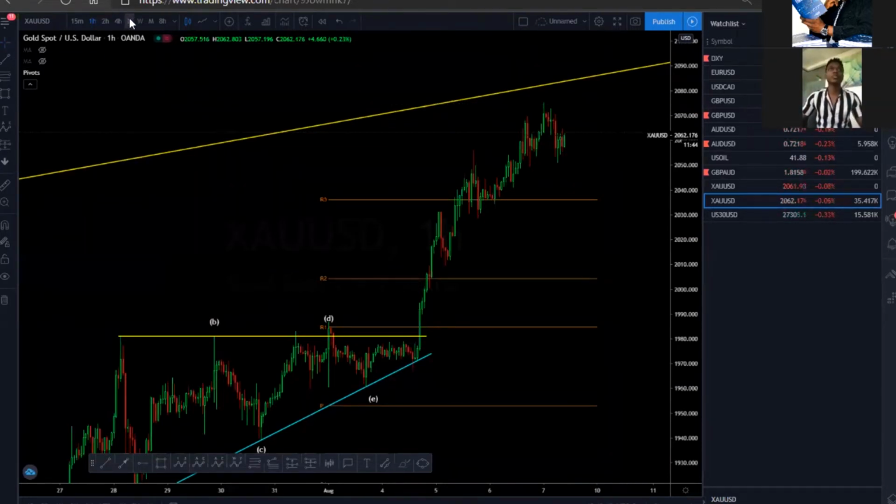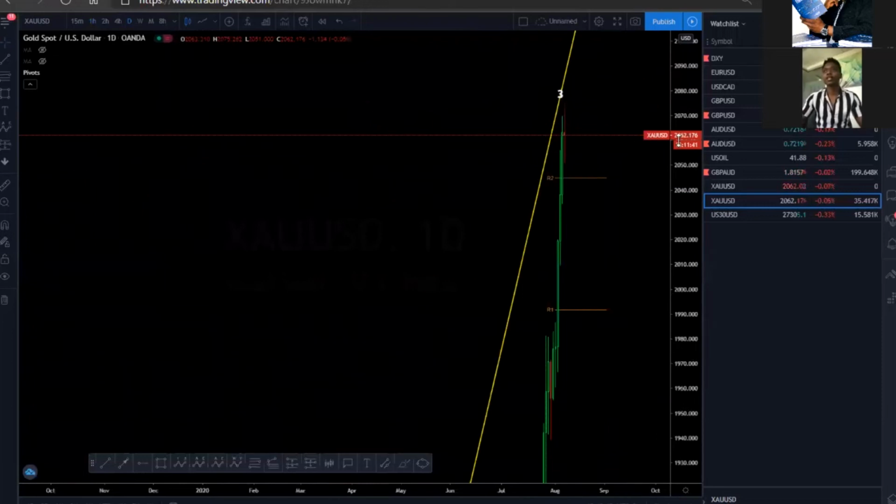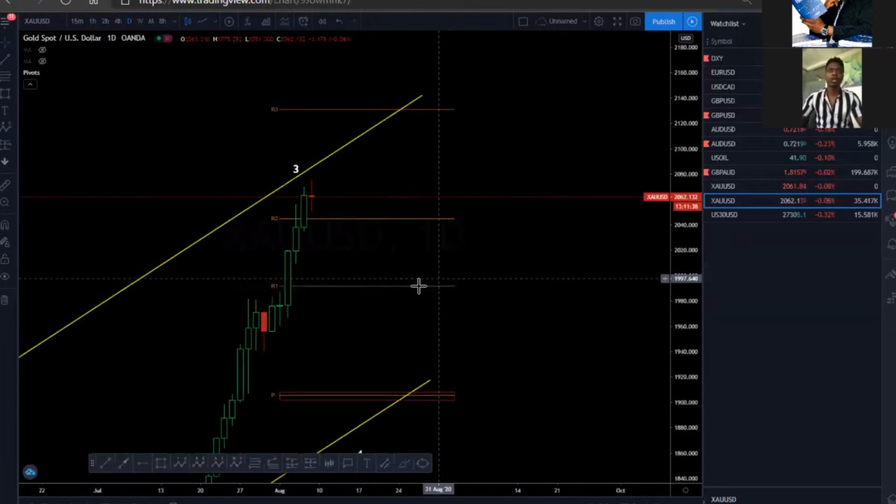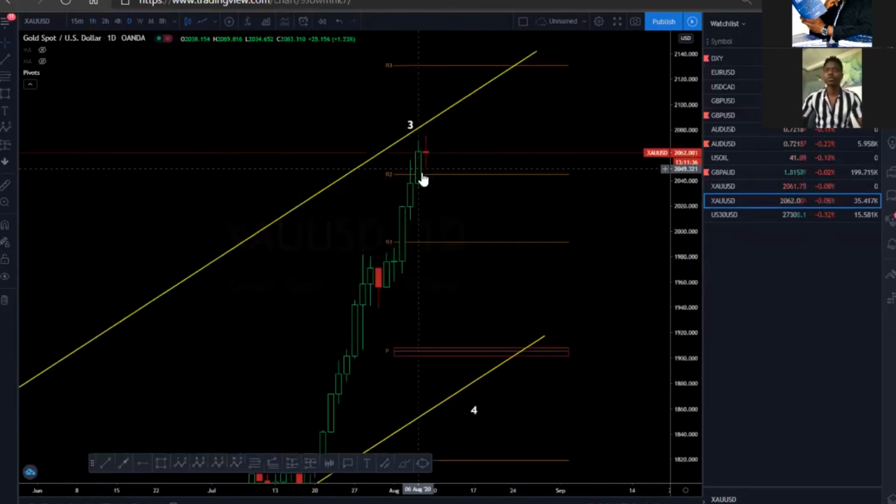As I keep saying, it's a bull market. Look at the daily chart. Nothing has shown you yet to short this pair. Look at all this bullish momentum. 1, 2, 3. This week has just been bullish. This candlestick, you can't count on it. Wait for it to close.